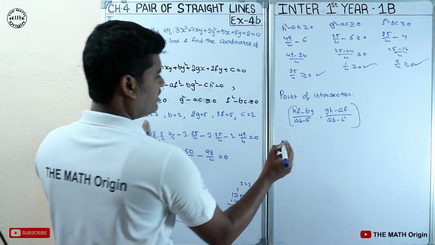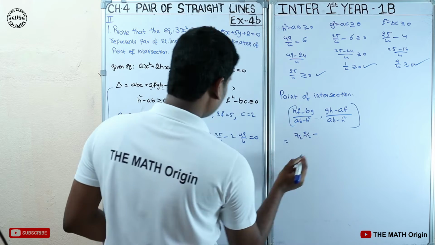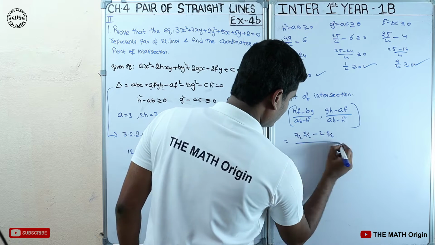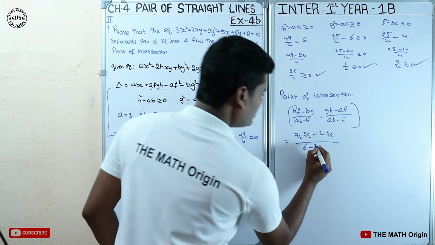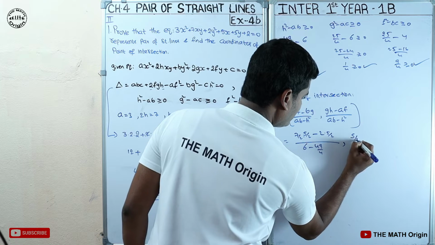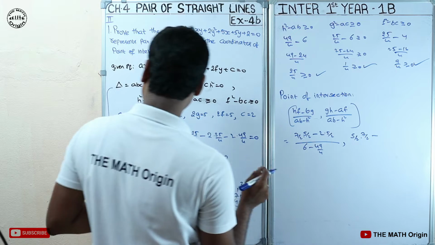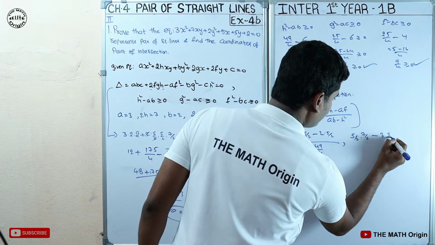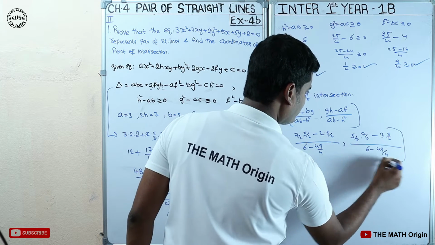h is 7 by 2 into f which is 5 by 2 minus b which is 2, g is 5 by 2, whole divided by ab, a into b is 3 into 2 is 6 minus h square which is 49 by 4, comma gh, g is 5 by 2 into h which is 7 by 2 minus a which is 3, f is 5 by 2, 3 into 5 by 2, whole divided by ab minus h square, the same value 6 minus 49 by 4.